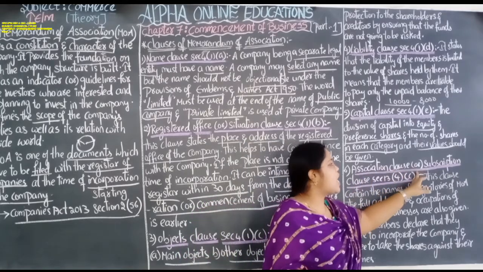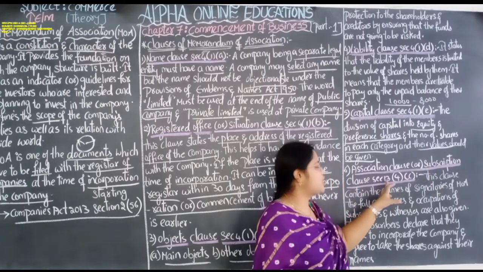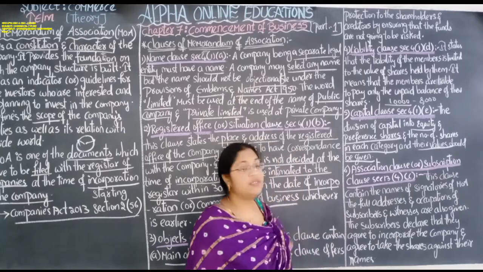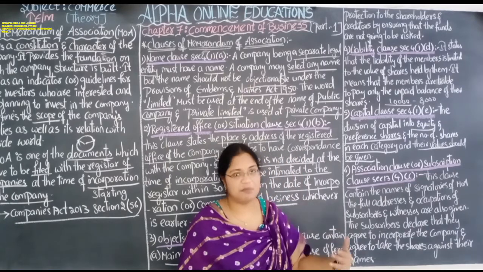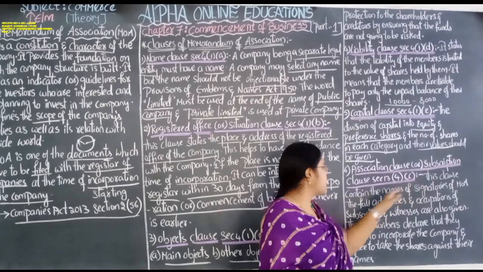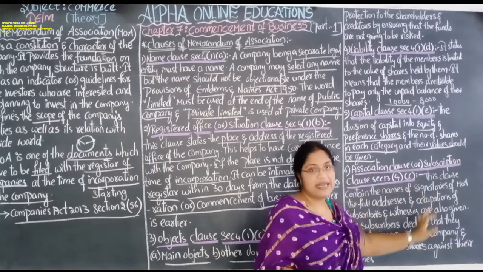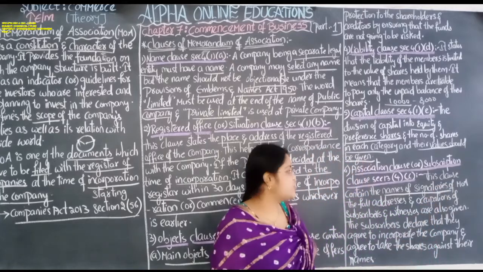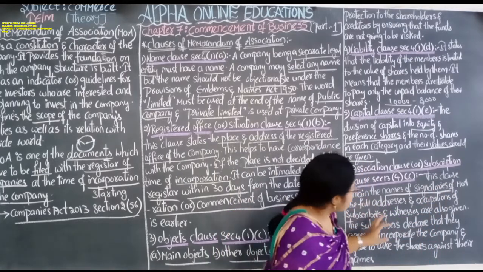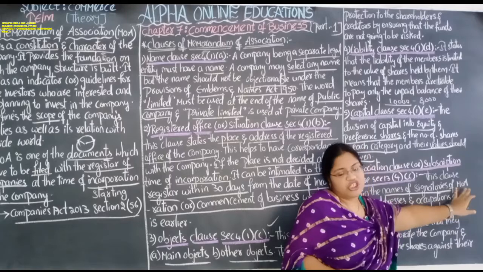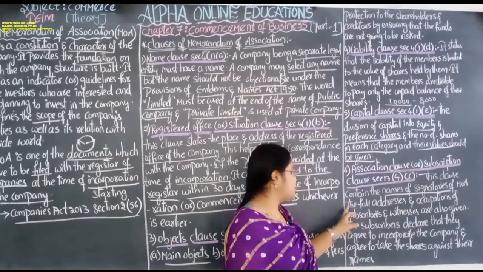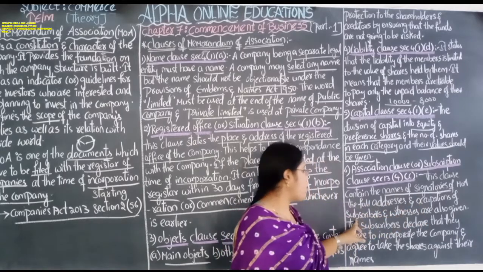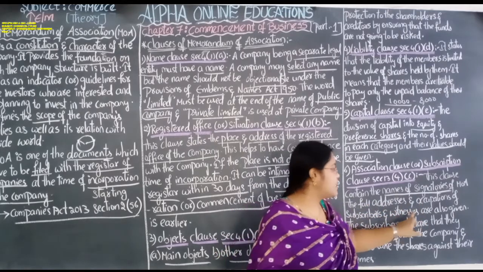Association clause or subscription clause, section 13 subsection 4c. According to the association clause or subscription clause, this clause contains the names of the signatories. Okay, signatories means those who sign the memorandum of association. Their full address and occupation, and the subscribers and witnesses, are also given.